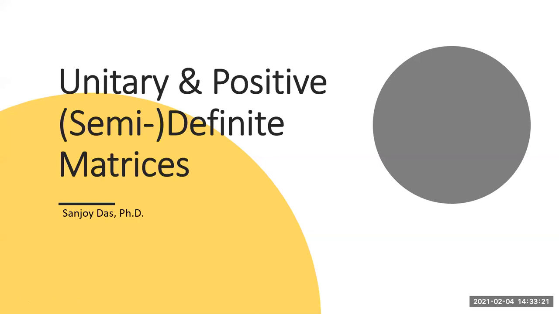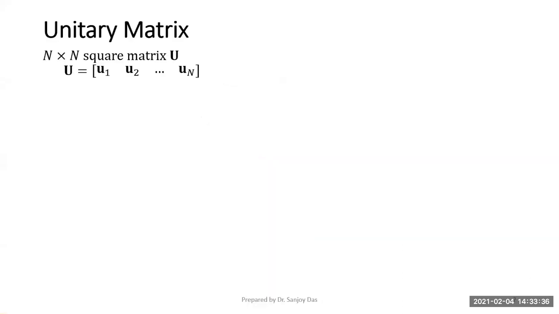Okay, so today we will discuss two classes of matrices: unitary matrices, and then positive definite matrices. So we'll begin with unitary matrices.